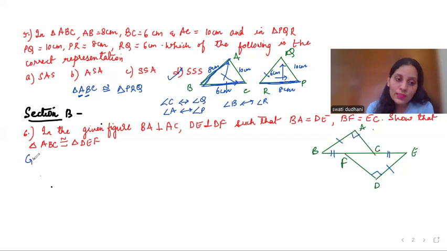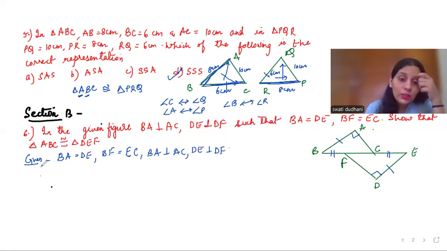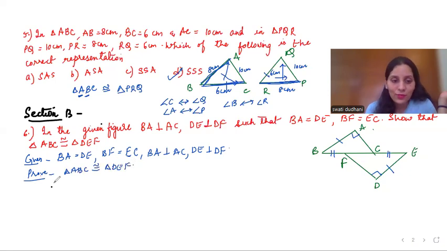So always in geometry, you will first write what is given. It is given BA is equal to DE and BF is equal to EC. And you also have BA perpendicular to AC, DE perpendicular to DF. Now, we need to write what we need to prove. What do we need to prove? Triangle ABC is congruent to triangle DEF. Now, let's start with the proof.